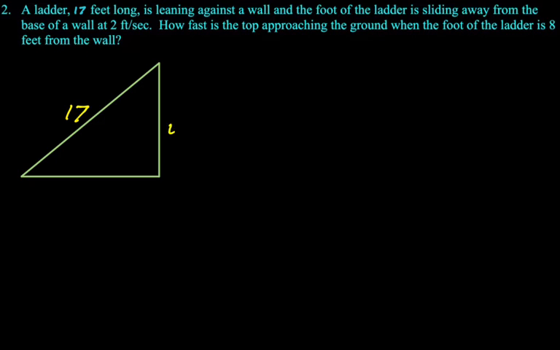So both legs can change because you're going to be sliding out. I usually use x for horizontal and y for vertical, so that's what I've done here. In the problem, we are told that the ladder is sliding away from the base of the wall at 2 feet per second. So the distance from the foot of the ladder to the wall is x. If you're sliding away, then x is getting bigger, so dx/dt is positive 2.